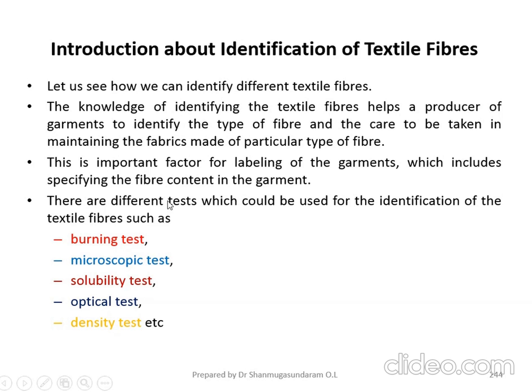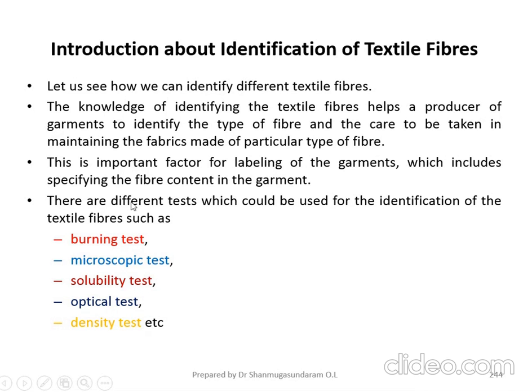So this is an important factor for labeling of the garment. Even if you purchase some garments from the textile shops, if you look at the label, the label indicates what type of material it is and how to handle the material. So during washing, what type of care you have to take, to what extent you can use soap, to what extent you can heat the material, to what extent you can iron the material. Those indications will be available in the label.